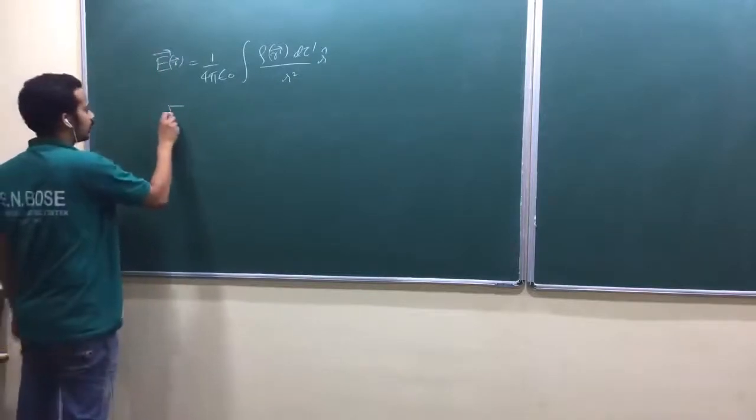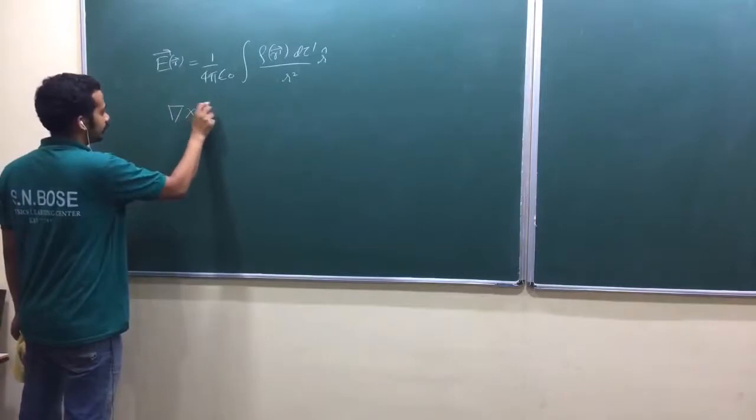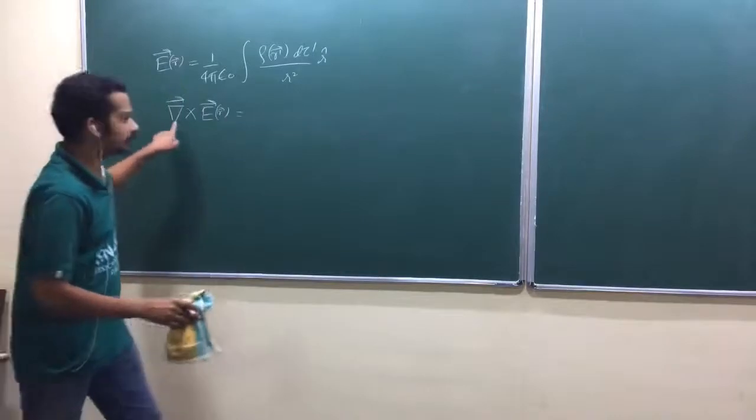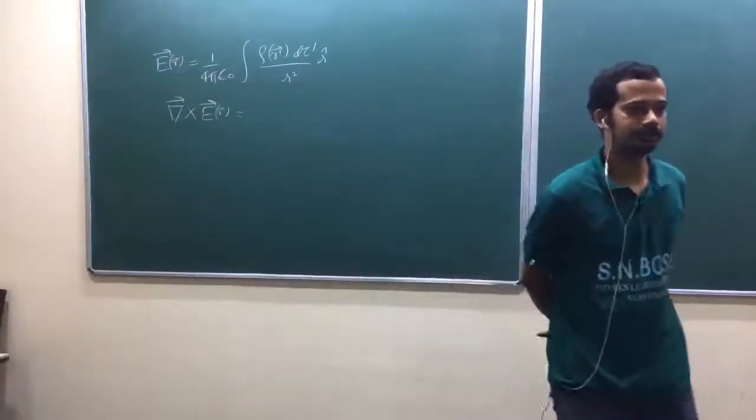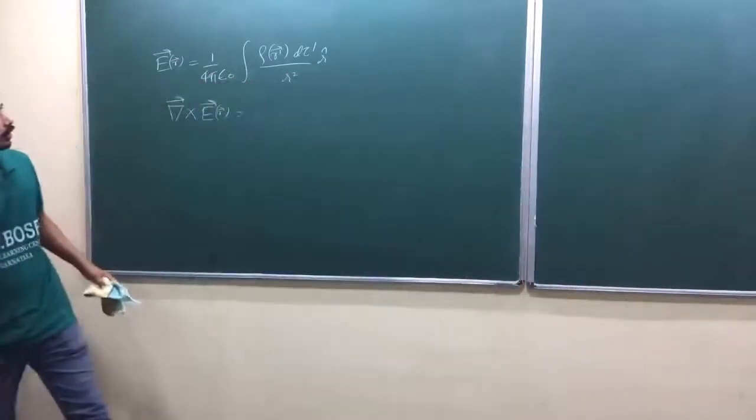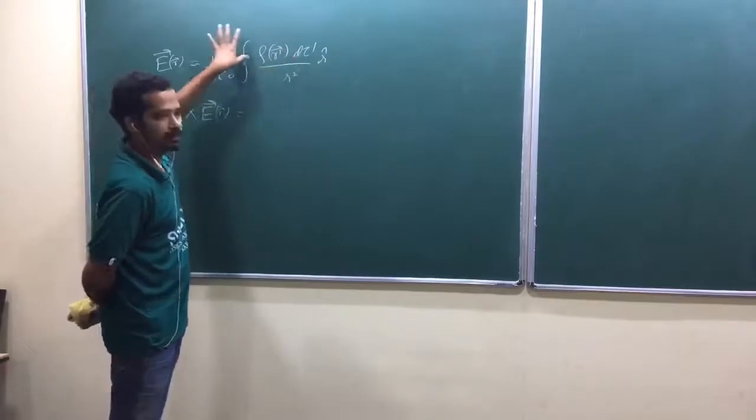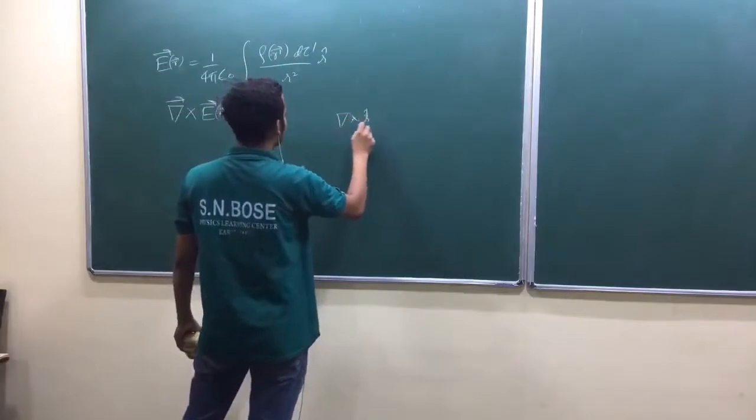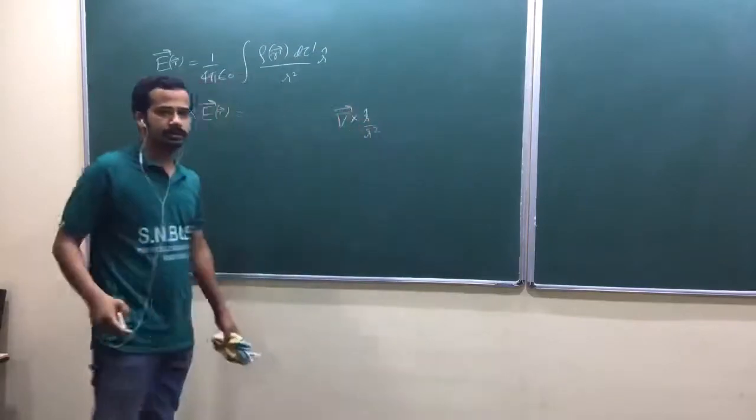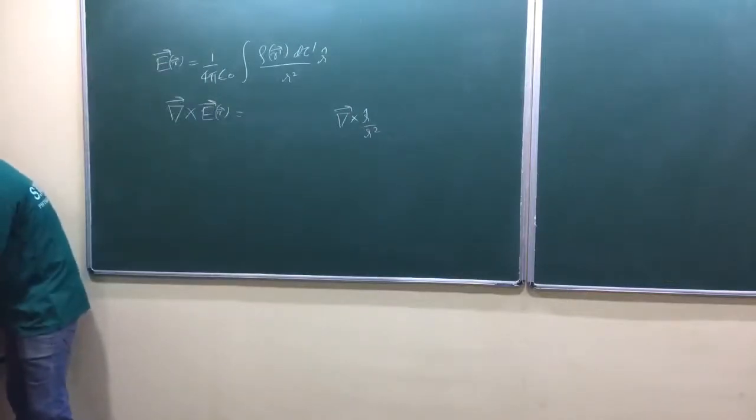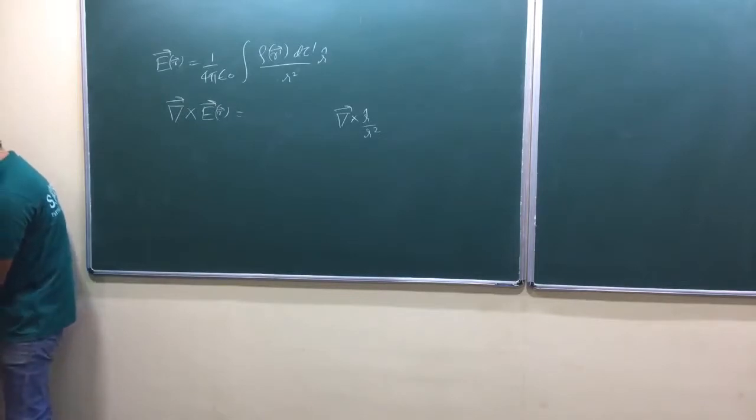Then if you take the curl of E, what would happen? As I told before, this derivative is with respect to xyz, the field point, or with respect to r. That's why rho of r prime d tau prime will come out, and you will get del cross r cap by r square. Any idea what it is? He hasn't mentioned it in the first chapter. Check it out, first chapter, after curl.